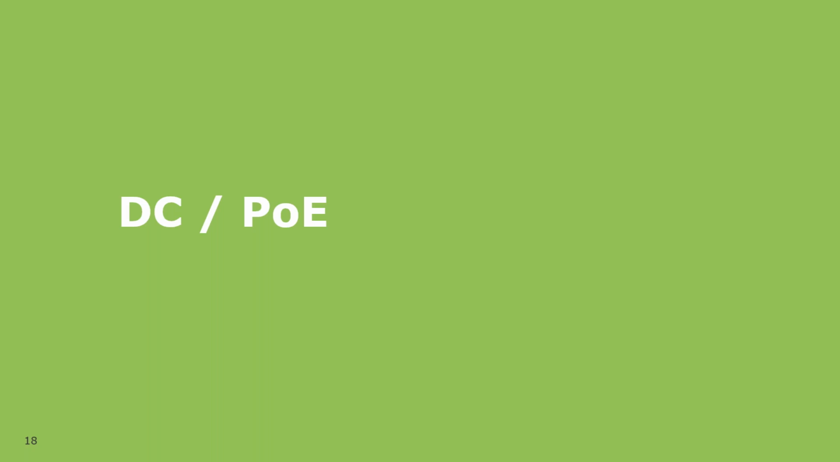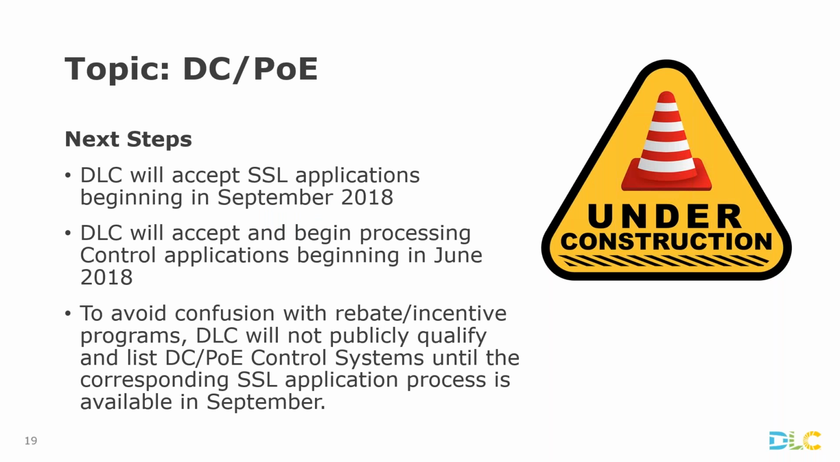Version 3 of the technical requirement is the first version to accept control systems that use DC power or power over Ethernet. DLC is getting ready to accept solid-state lighting applications for direct current DC and for power over Ethernet in September 2018. We are currently accepting controls applications for DC and power over Ethernet, but we will not publicly qualify any new systems until the corresponding luminaires, lamps, and kits all become available this fall when the SSL list is updated.